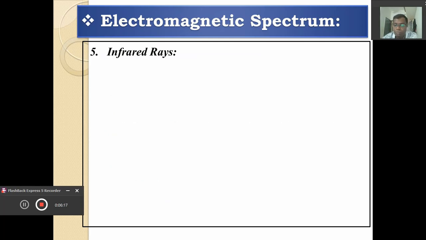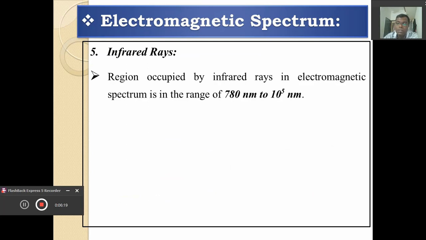If we look at other electromagnetic radiation, the next one is the infrared radiation, which is also called IR radiation.